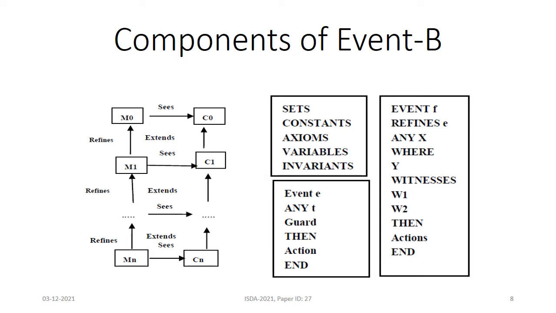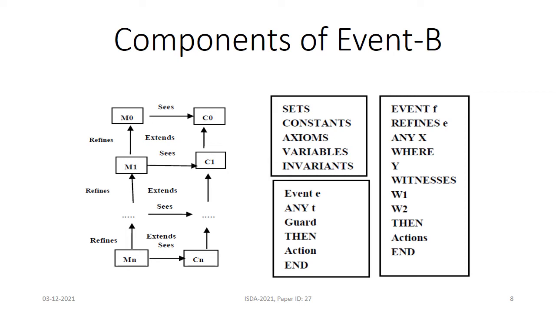In case of event B, we start the system design with minimum requirement and gradually we incorporate more and more requirement. See, at the very beginning or the initial level, suppose M0 and C0 is designed, the machine can see the context, so that's why you can see that M0 sees C0 is there. And in the next level, that means we add more requirement of the system, and for that we have different machine and context, say M1 and C1.